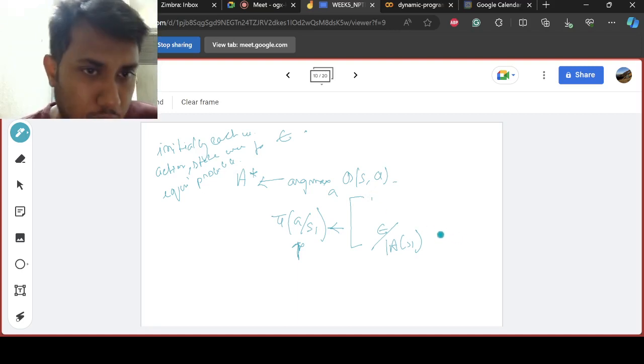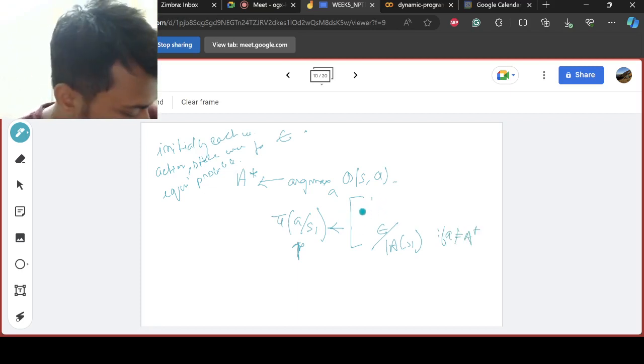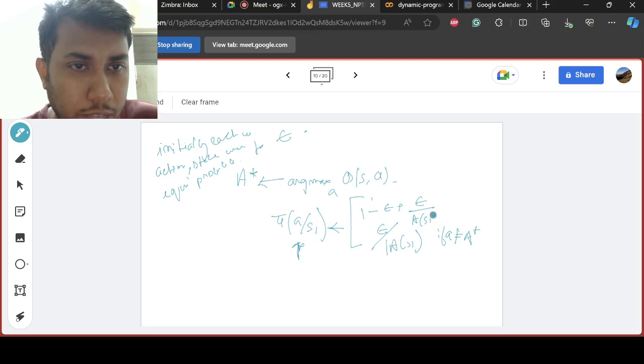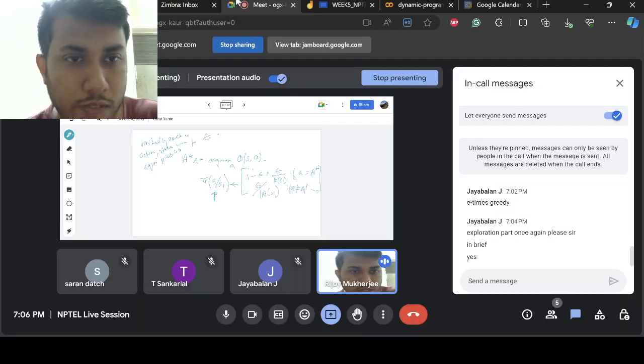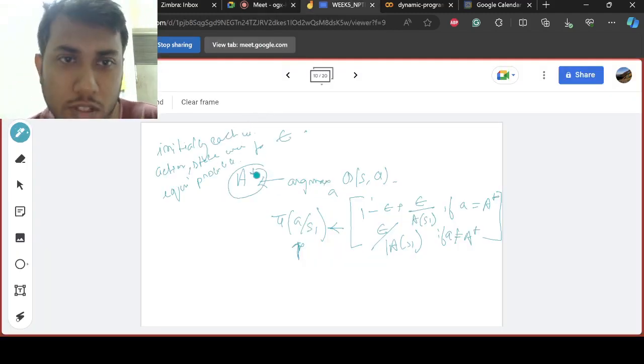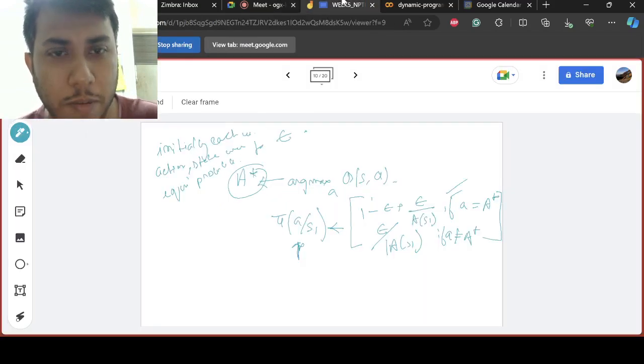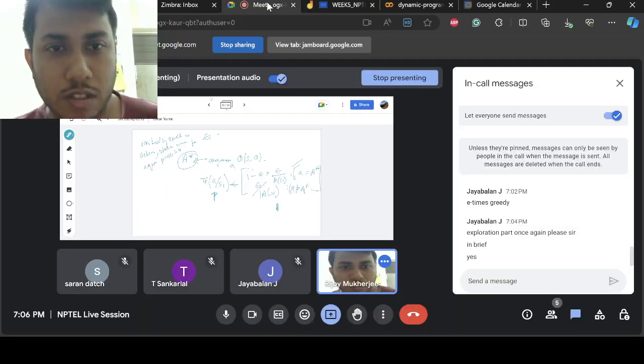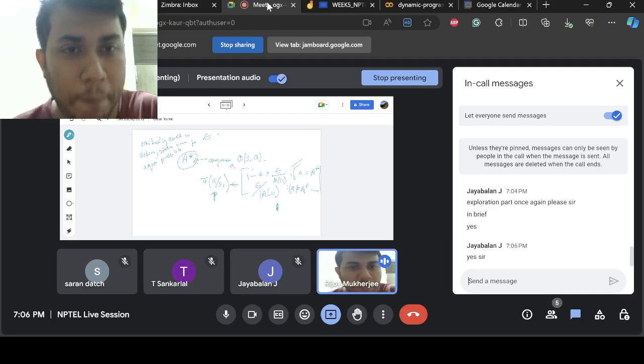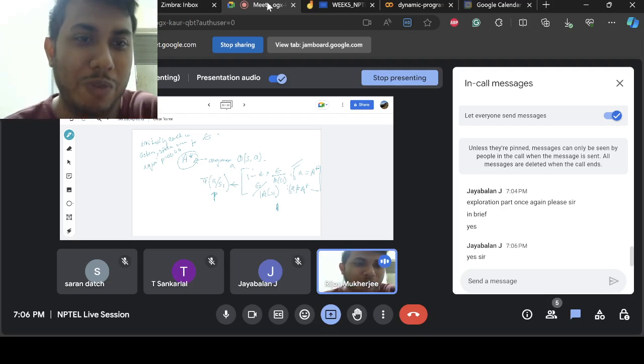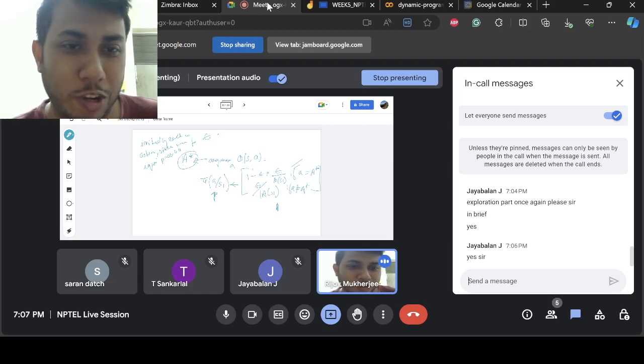if A is not equal to A star, else 1 minus epsilon plus epsilon divided by the number of actions in S1 if A is equal to A star. So what does this do basically? If A is the argmax, we are increasing its probability of selection, and if A is not the argmax, we are decreasing it. This is your exploration part. Next time when you sample based on that probability, the one which is more probable will be selected more. So you are doing the exploration in this way.